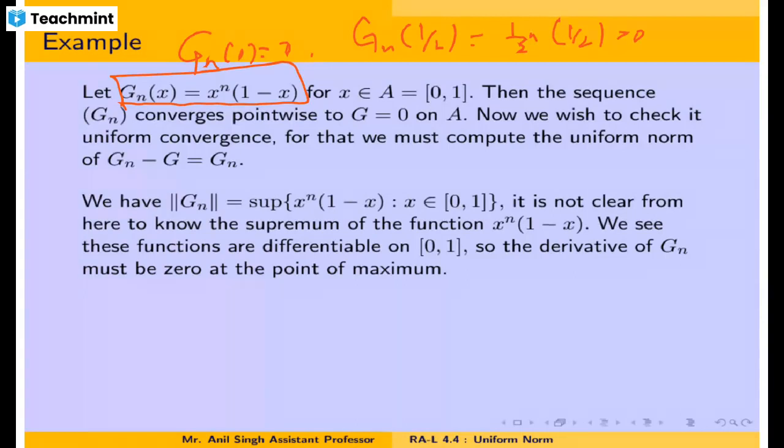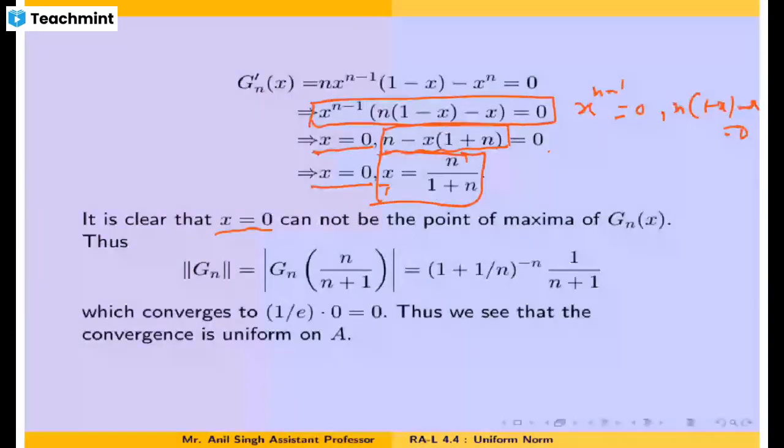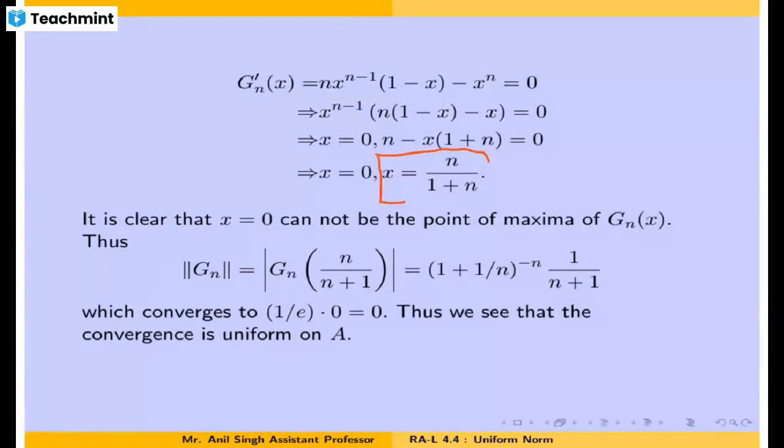So that means x equal to 0 pe ye apna maximum attain nahi karta. So it is clear that x equal to 0 cannot be the point of maxima of this function gn. So to iska matlab point of maxima iska kaun sa hona chahiye, iska point of maxima fir x equals to n upon n plus 1 hona chahiye. So ab clear ho gaya aapka ki gn apna maximum attain karta hai, तो gn अपना मैक्सिमम अटेंड करता है n upon n plus 1 पे. तो इसका मतलब इस पॉइंट पे इसकी मैक्सिमम वैल्यू होगी.